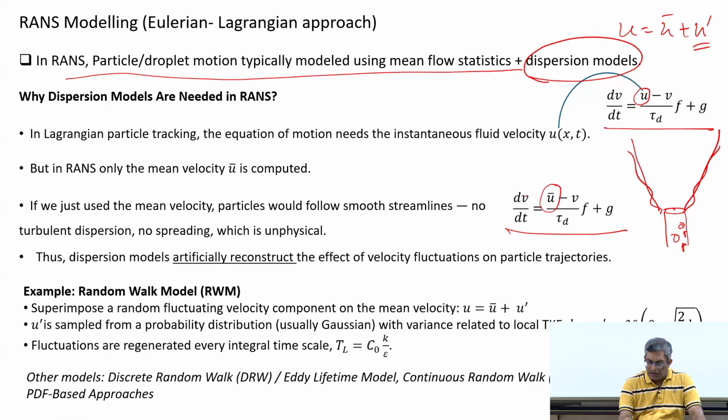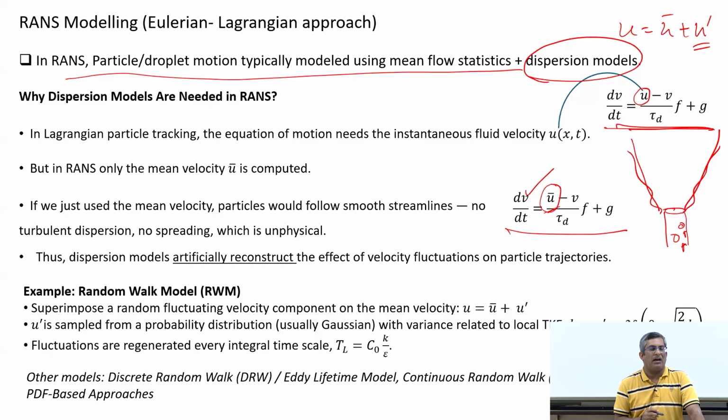You can still calculate the particle trajectory, but you are using the mean velocity. So, application of this equation itself is not correct. It's wrong, because this is the original equation.